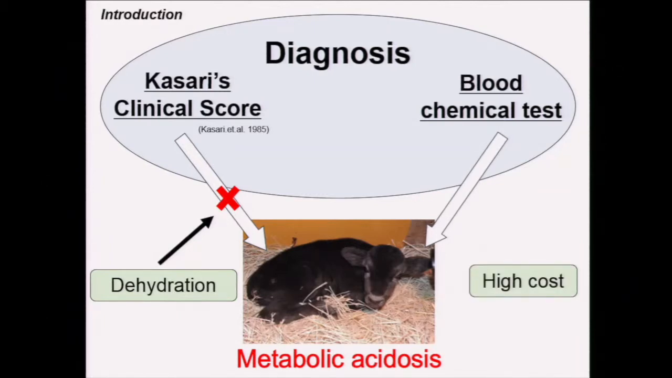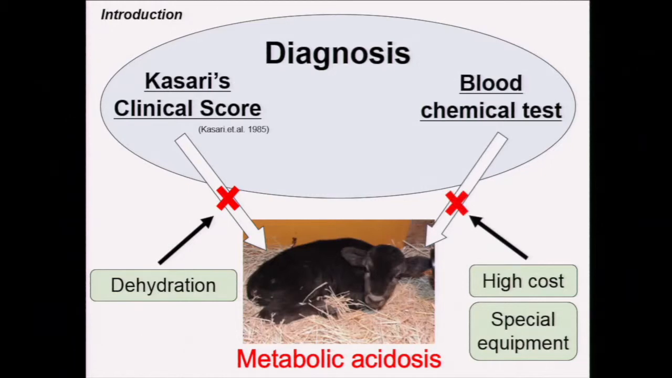Blood chemical tests are among the best methods to detect metabolic acidosis, but their high cost should be carefully considered. They also require special equipment, for example, an i-STAT analyzer. So it is not a method that veterinarians working in the field can always perform. A low-cost method that can be performed easily anywhere and anytime is needed.